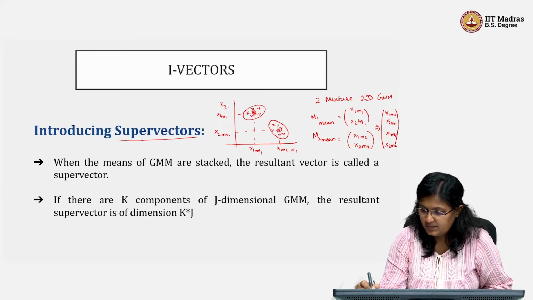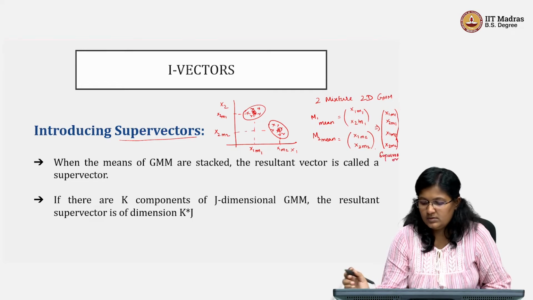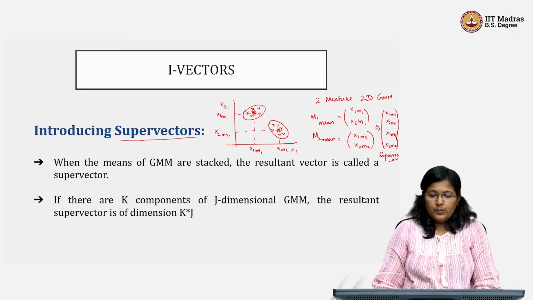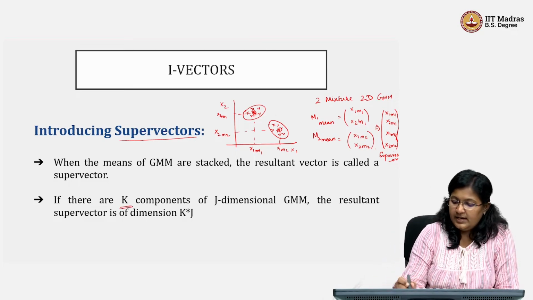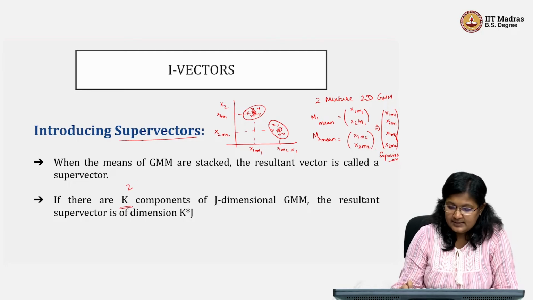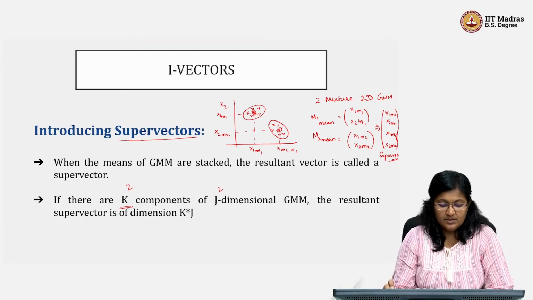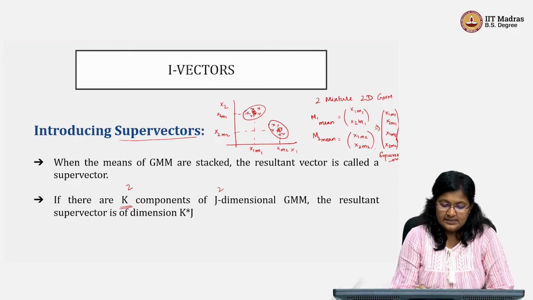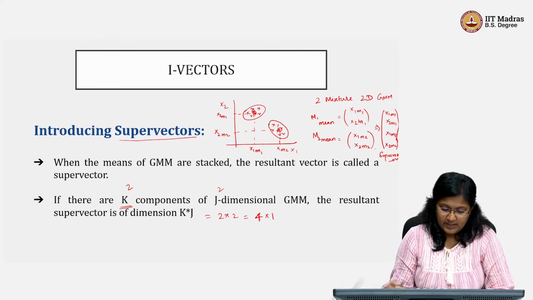I'm just stacking them. This stacked vector is called a supervector. Now if there are k components, in this example we had two components of a 2-dimensional GMM, what is the resultant supervector's dimension? It is k cross j, 2 cross 2, so 4 cross 1. You will get a 4 cross 1 vector. So that's your supervector.